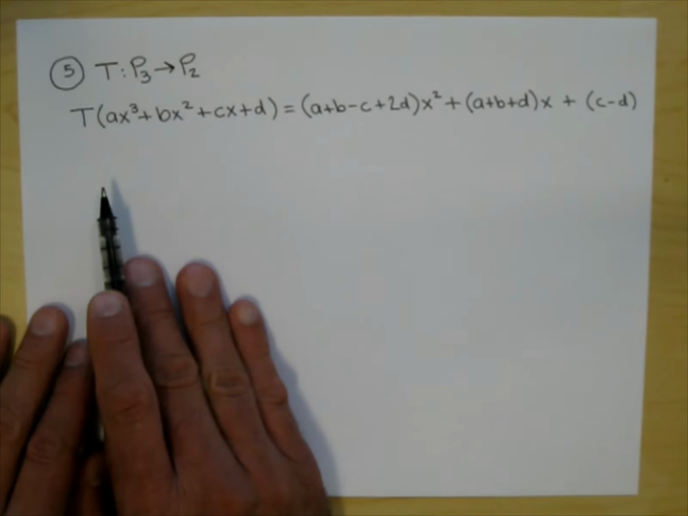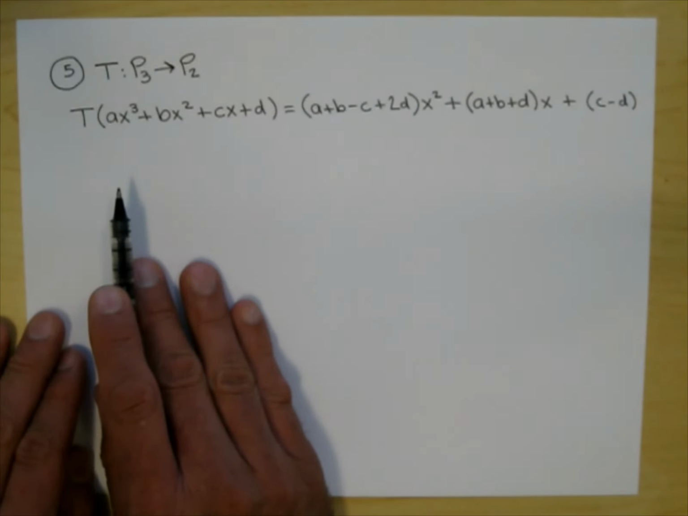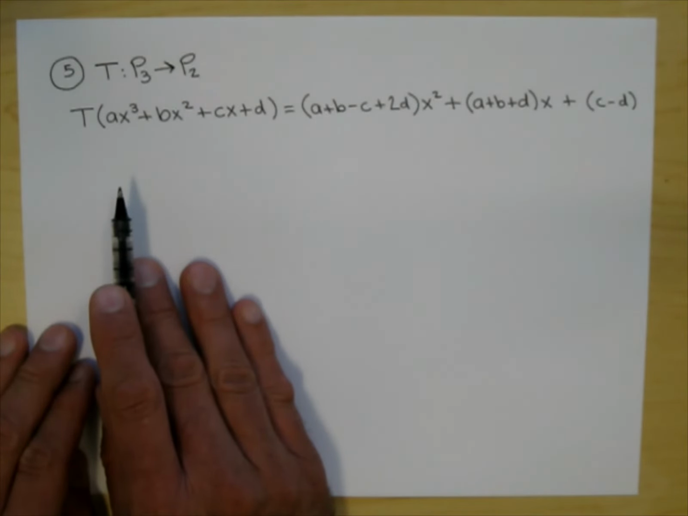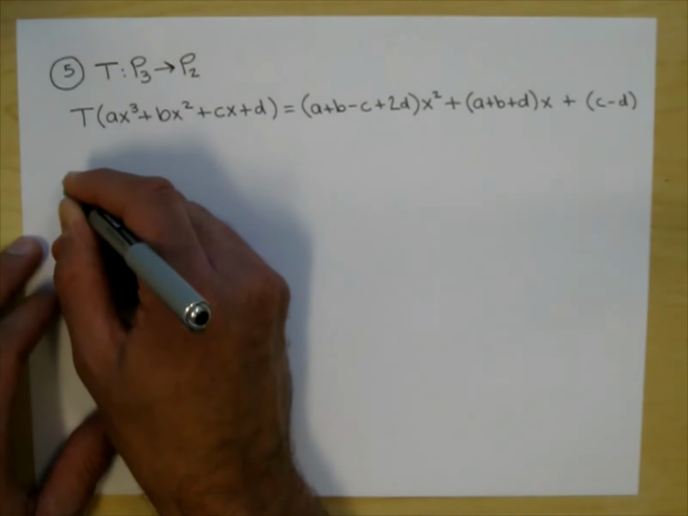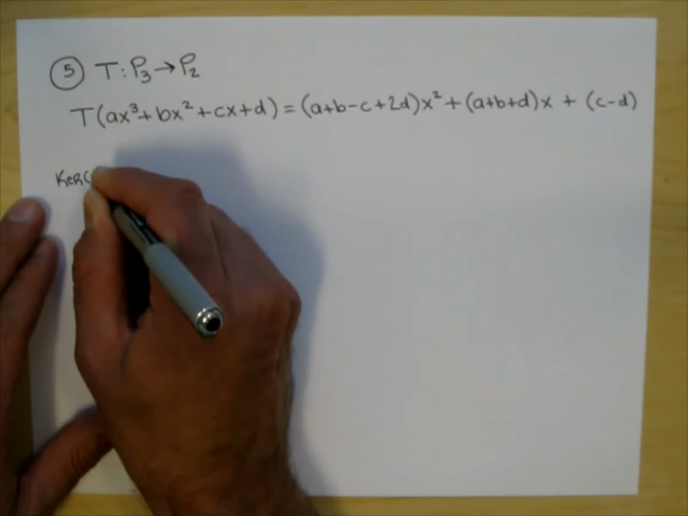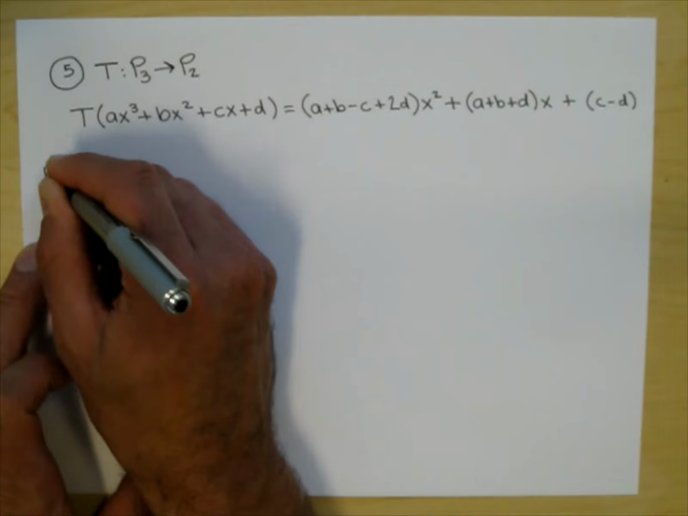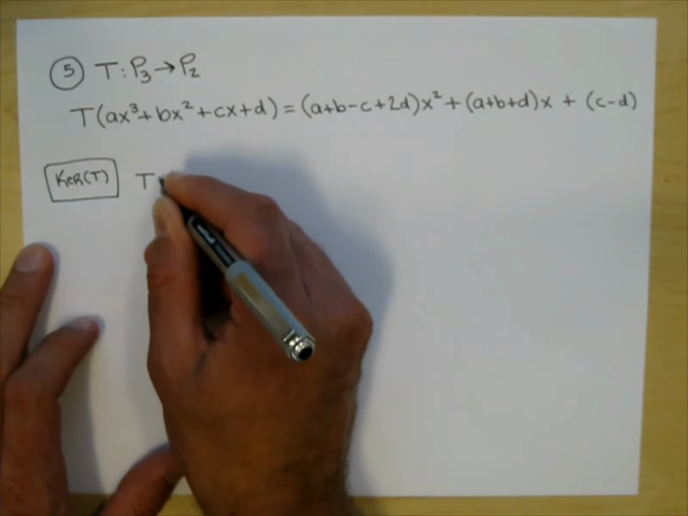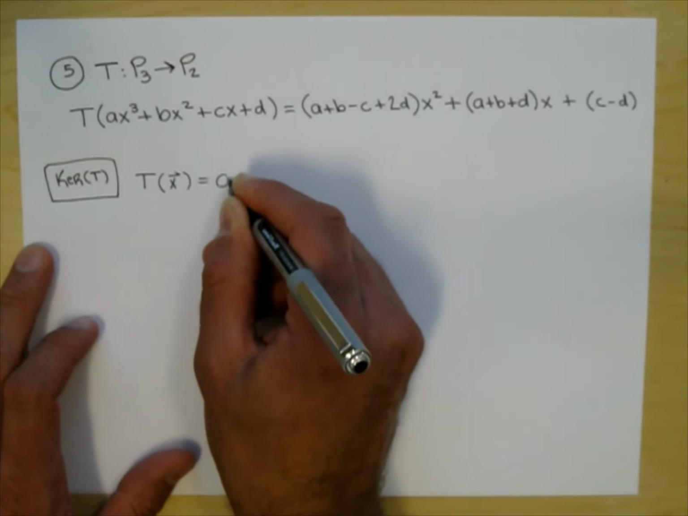What are the directions here? The directions are to find all that stuff: the kernel and its dimension, the range and its dimension. Is it one-to-one? Is it onto? Verify the general rank-nullity theorem. So we're going to do all that stuff. I'm going to start off with the kernel of the transformation. So how do I find the kernel of a transformation? I say T of x equals 0.